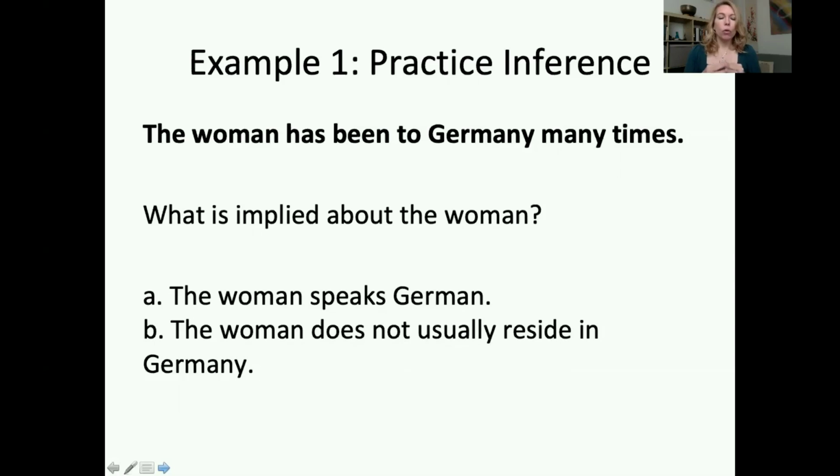Okay, so A says the woman speaks German. It's possible that she speaks German because she has been to Germany many times. So it's possible that she does speak German. But again, we're looking for the most probable. And B says the woman does not usually reside in Germany, which means to live there. So if she has been to Germany many times, we can probably conclude with certainty, with high probability, that she doesn't usually live there.